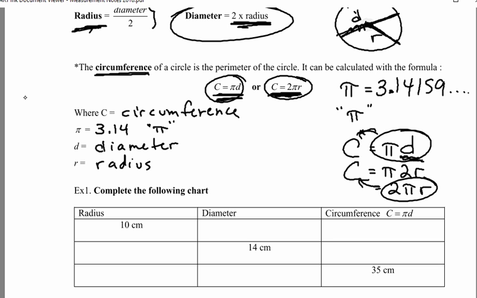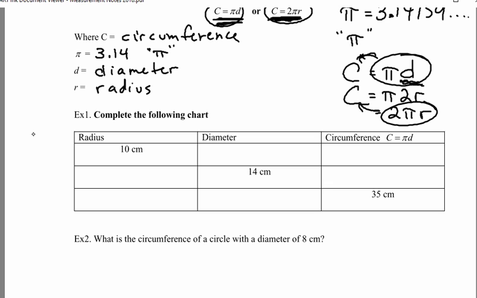So if we want to complete this chart, well, radius is given as 10. What's your diameter? The diameter is twice the radius, 20. What's your circumference? Well, we could go pi times d or 2 pi r, whichever we prefer. Let's take a quick look with our calculator though.